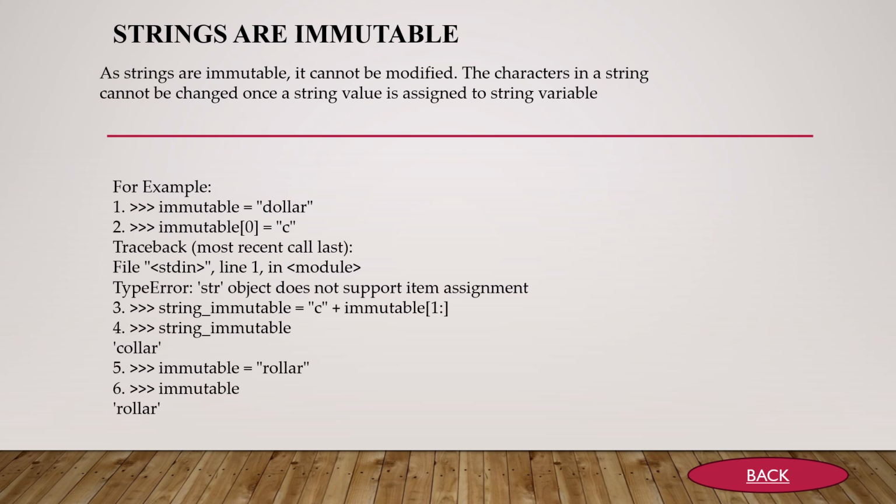As strings are immutable, they cannot be modified. The characters in a string cannot be changed once a string value is assigned to a string variable. For example, over here, the string value dollar is assigned to the string variable immutable. If we try to change one character, that is D to C, this is not possible by using the second line. When the value at the specific index is changed, it will give you an error.